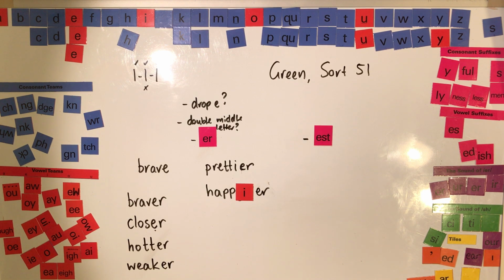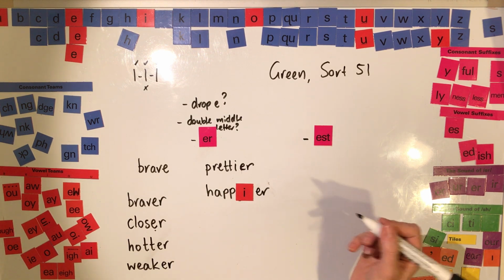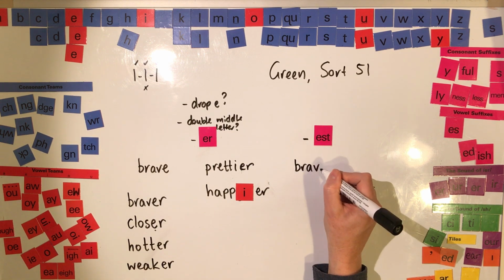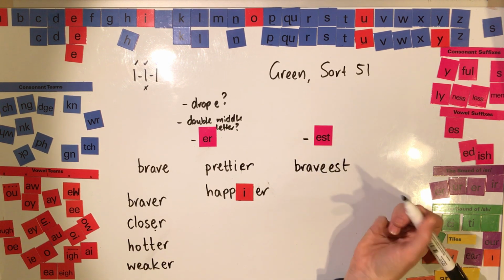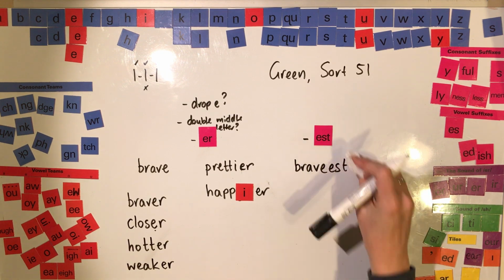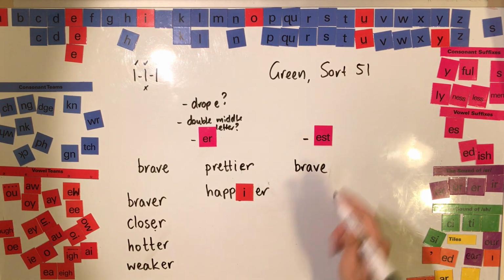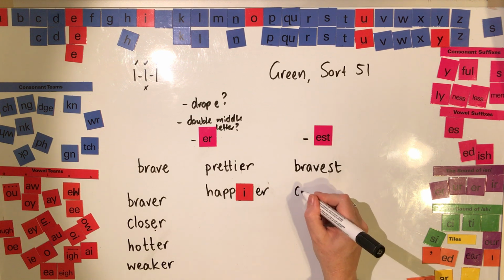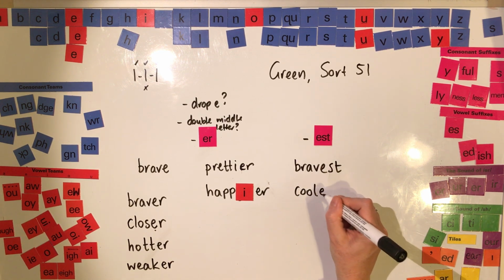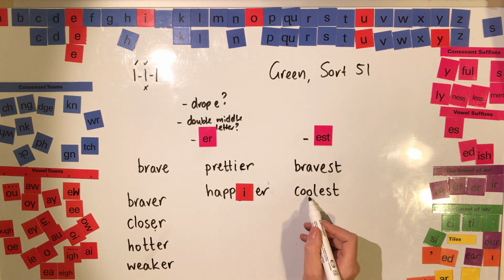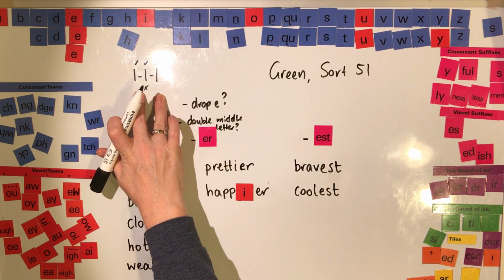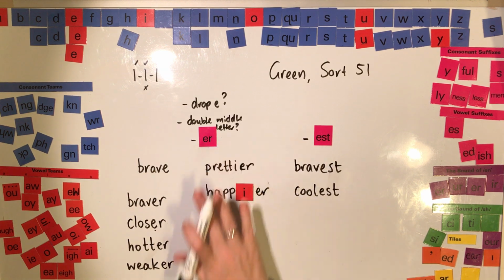So all the spelling rules are the same. So let's look at, we did brave, braver. Let's look at bravest. Brave, est. Straight away you can see that you need to drop that E. You cannot have that double E. It just looks totally wrong, doesn't it? We've got cool. You're very cool, but he's the coolest. Well, that's easy. Doesn't need an E drop, and it doesn't need a double middle letter.